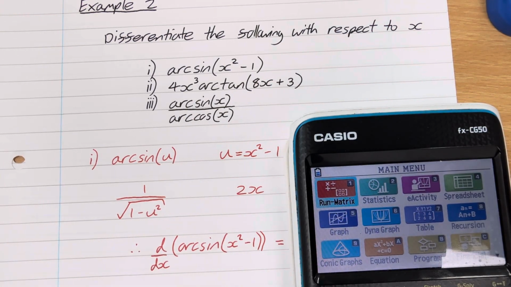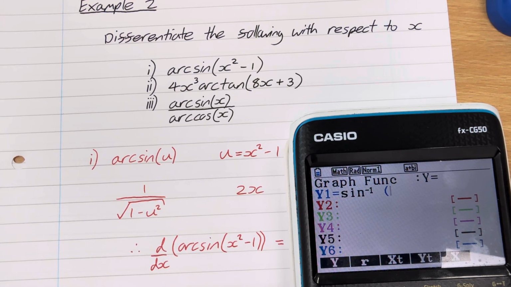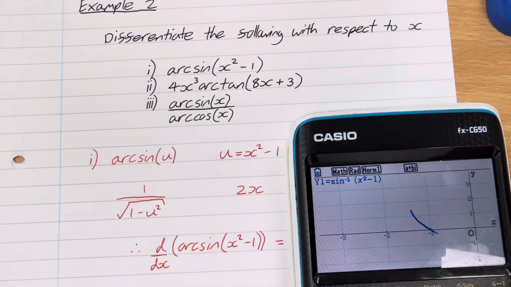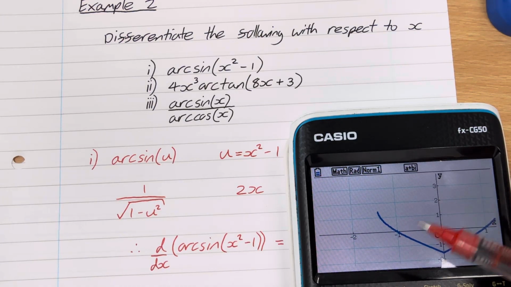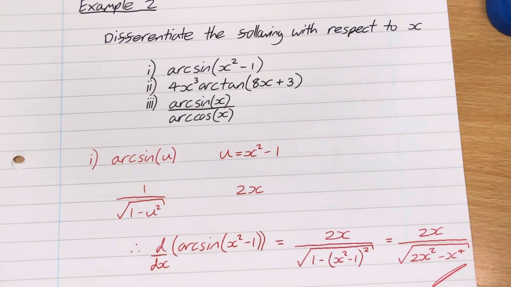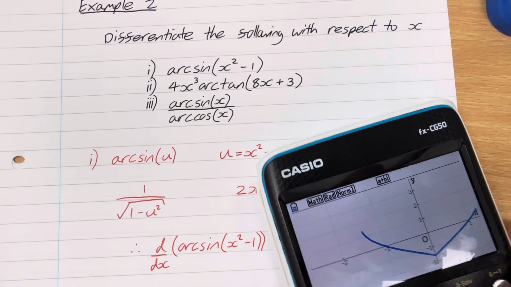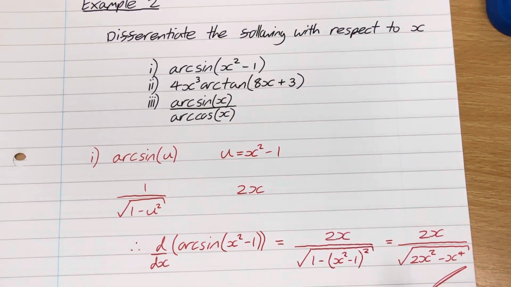Let's have a look at this graph. Let's delete those. Right, let's do the inverse sine of x squared minus 1. There we go. Yeah, so we want the gradient to be negative on the left and positive on the right. Therefore, we cannot cancel an x squared from the denominator with an x in the numerator, because we want that negative gradient when x is negative. So we just leave it alone.